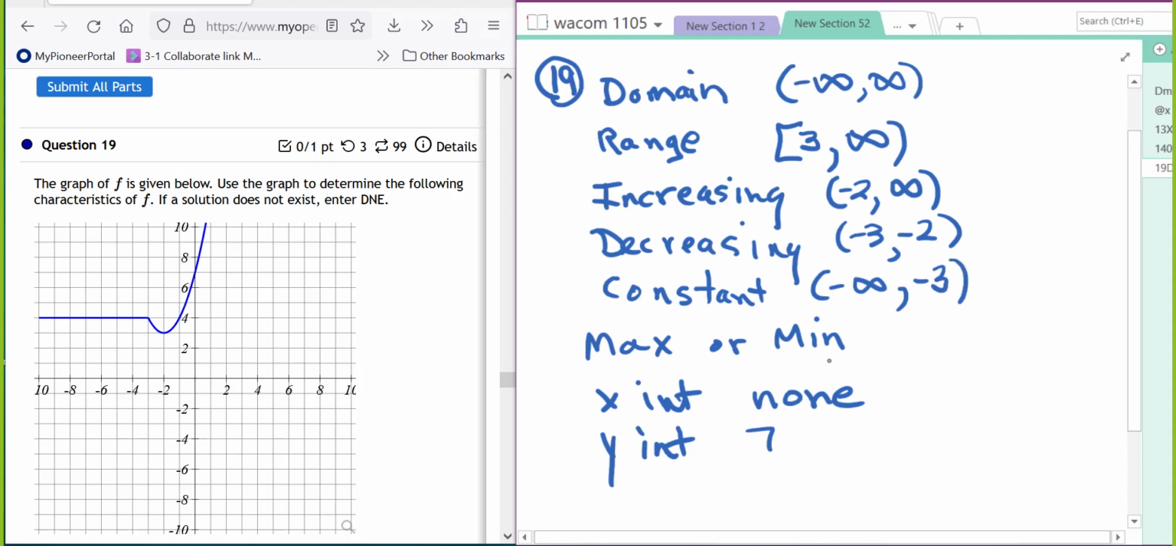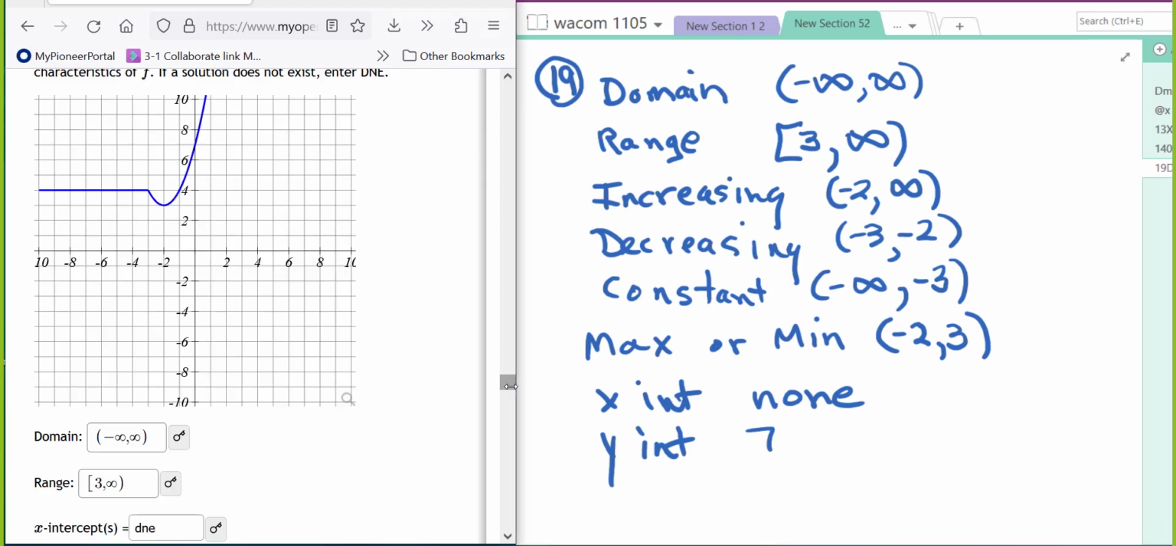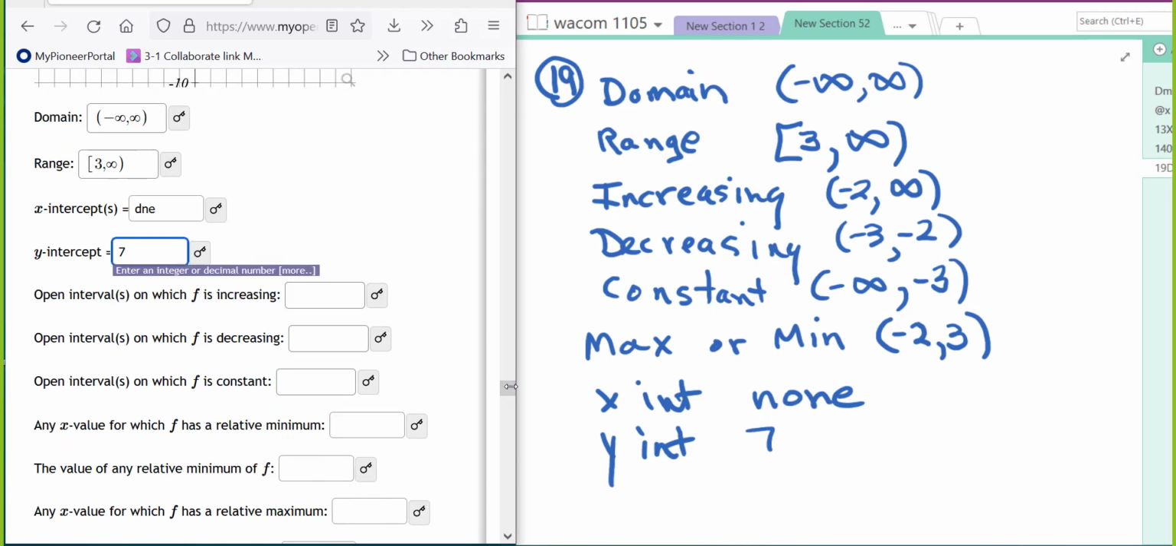Right, and let's go ahead and pick off, it has a minimum, it has no maximum, because you can't use the endpoints. So we have -2, 3 is the actual point. This is where it is, and this is the value. So let's see what all we can fill in now. So where is it increasing?